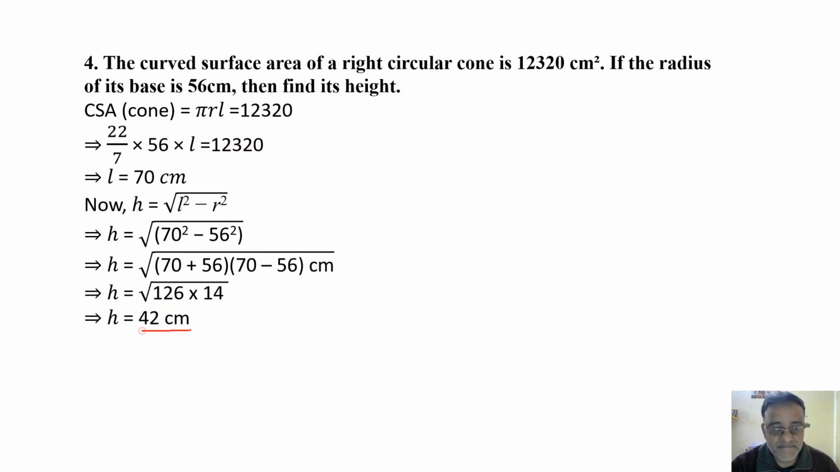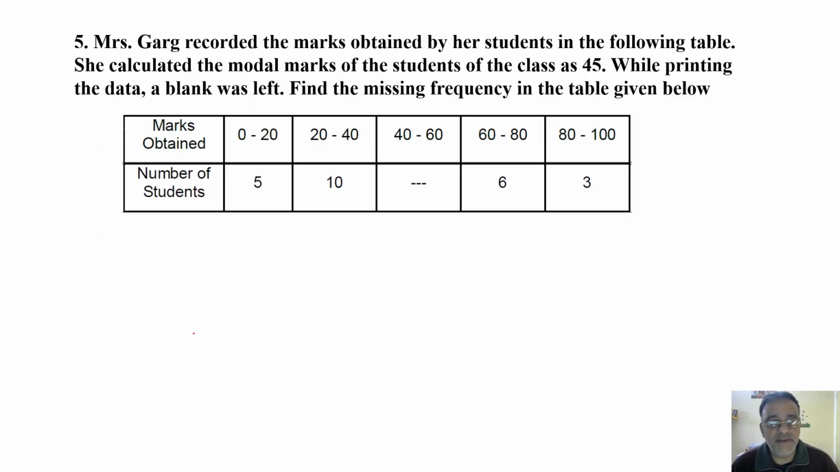Did the calculation make sense? Yes, sir. Okay. So now we are moving toward question number 5. Mrs. Garg recorded the marks obtained by her students in the following table. She calculated the modal marks of the students of the class as 45. While printing the data, a blank was left. Find the missing frequency in the table given below.